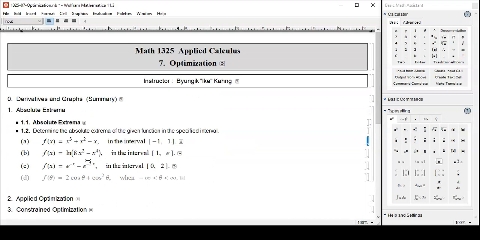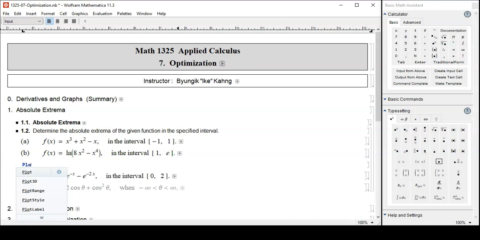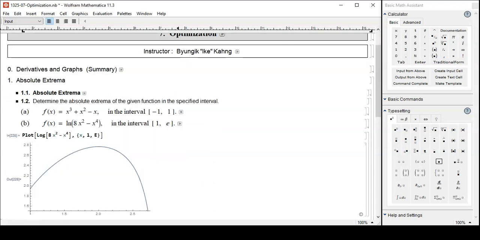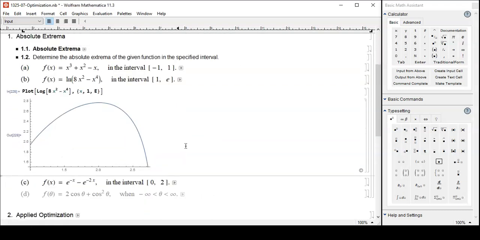Let's see. Do we have time for another problem? Okay, here we go. A little bit more complicated function, so it looks like a little bit more challenging computation will follow. Let's see. Plot it. Plug in 8x squared minus x to the 4th power and plot it from x going from 1 to e. That's a plot. Okay, all right. Clearly, we are looking for this endpoint, not the other one. So right-hand side endpoint, x equals e, will give me absolute minimum. Is that clear?